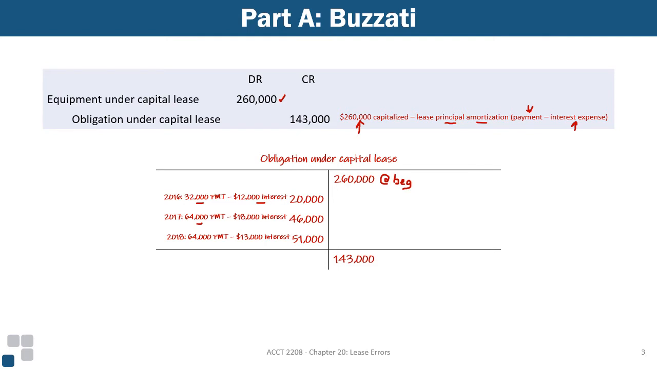So in 2016, the payment is $32,000 as given, and the implicit interest is $12,000, so that's a net amortization of $20,000. In 2017, we have a $64,000 payment minus $18,000 in interest, a net of $46,000. And in 2018, a $64,000 payment minus $13,000 interest is $51,000. When we take the debits off of this account, we end up with a $143,000 ending balance in the obligation account, which is the amount we're correcting to bring the ending balance at December 31st, 2018 to what it should be.